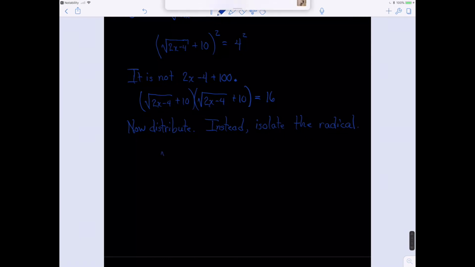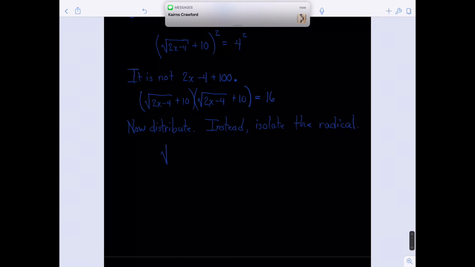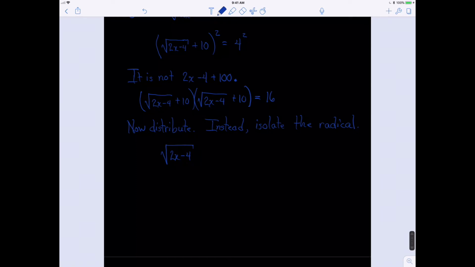So if I start, let's go back. Our original problem is the square root of 2x minus 4 plus 10 equals 4. Now, because we don't want to have to deal with all that FOILing or that big distribution problem, let's subtract 10 from the left side. So we would subtract 10 from the right side. This would give me the square root of 2x minus 4 equals minus 6.